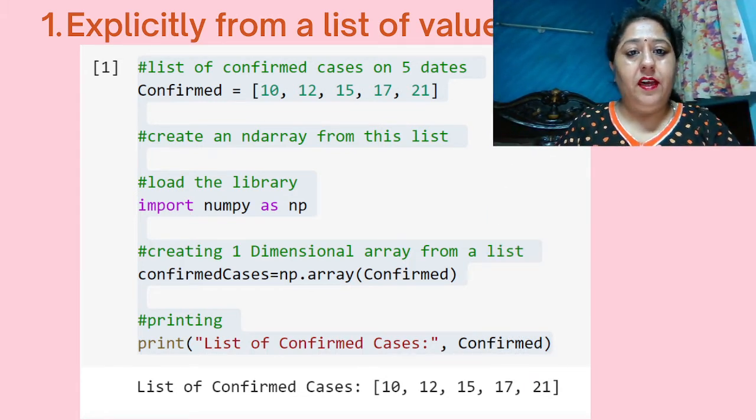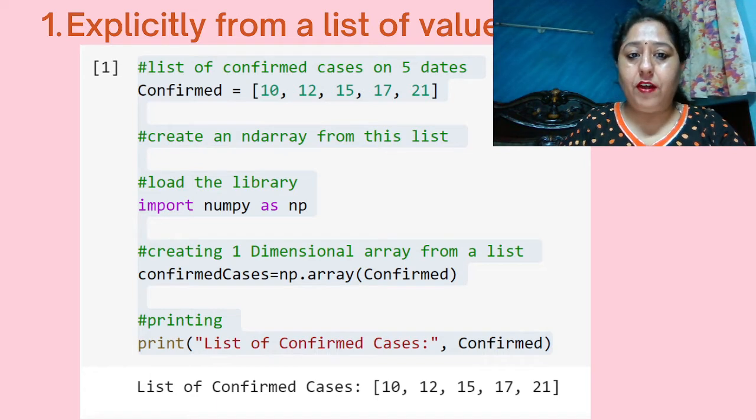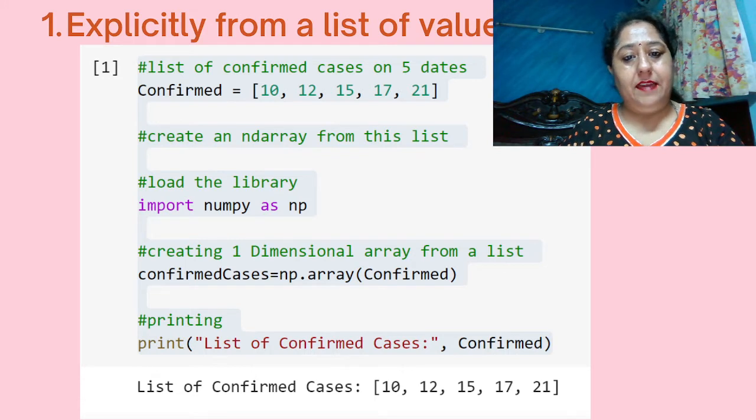So, let us consider that we have a list, say, named as confirmed, which has got values as 10, 12, 15, 17, and 21. In order to create an ND array from the list or from any other method, we first need to import NumPy package. For this, we use the statement import numpy as np. This np word can be anything else also, but by convention, we write it as np.